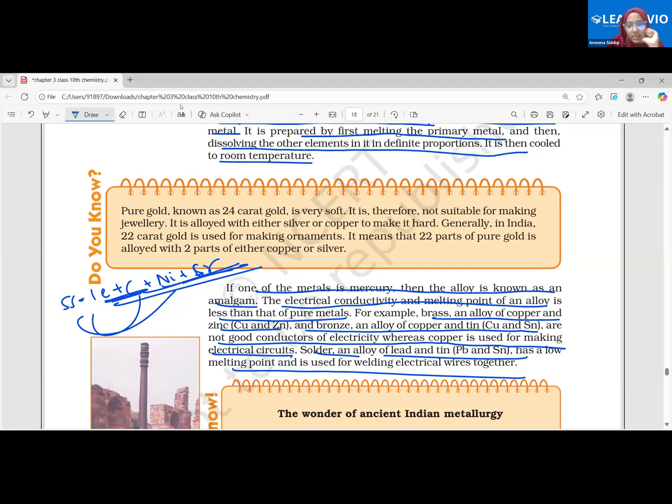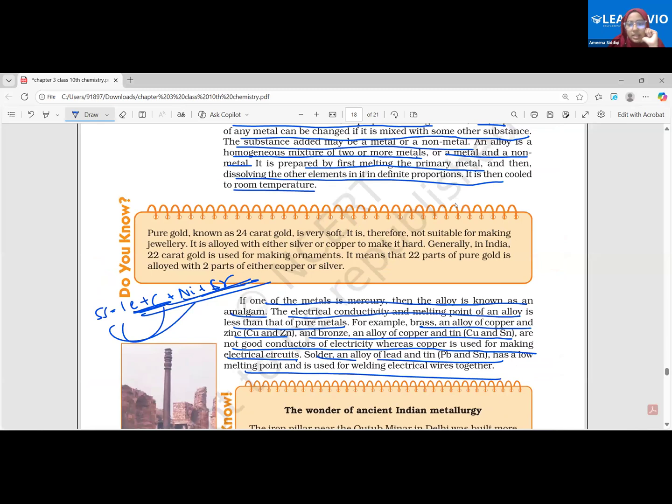Solder is an alloy of lead and tin. Brass is an alloy of copper and zinc. Bronze is an alloy of copper and tin. And the first discovered alloy was bronze. What's the first discovered alloy? Bronze. Fine.